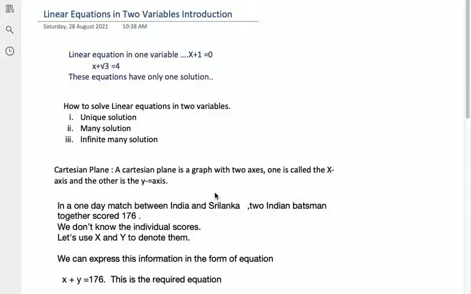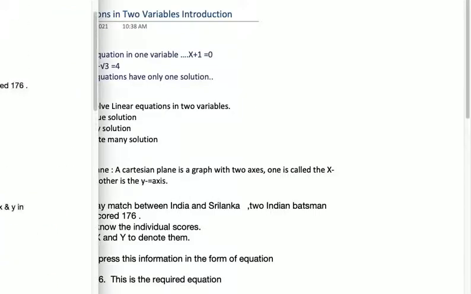Friends, we're going to see today another chapter in mathematics for class 9, linear equations in two variables. We have already seen a linear equation in one variable, where a simple example is x plus 1 equal to 0, x plus root 3 is equal to 4. These are linear equations in one variable, and when you try to solve them you will find that you will have only one solution.